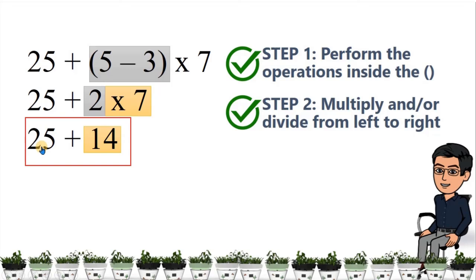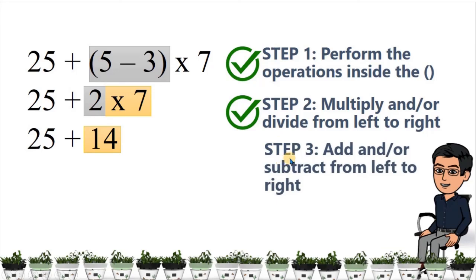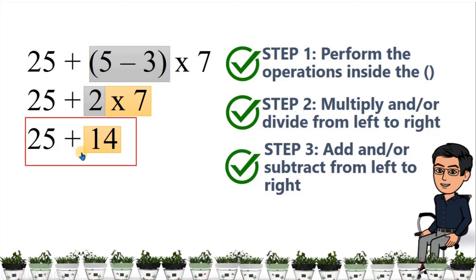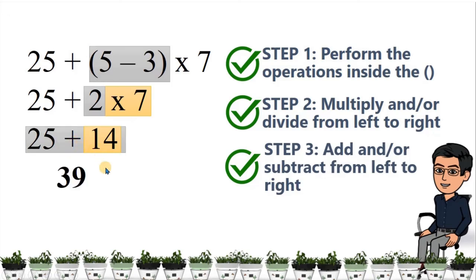Alright, so we have now 25 plus 14. But step number 2 is no longer applicable. So let's proceed to step number 3. Add and or subtract from left to right. Do we have an addition or subtraction in our statement? Yes. So that means step number 3 is a check. And what is 25 plus 14? That is 39.